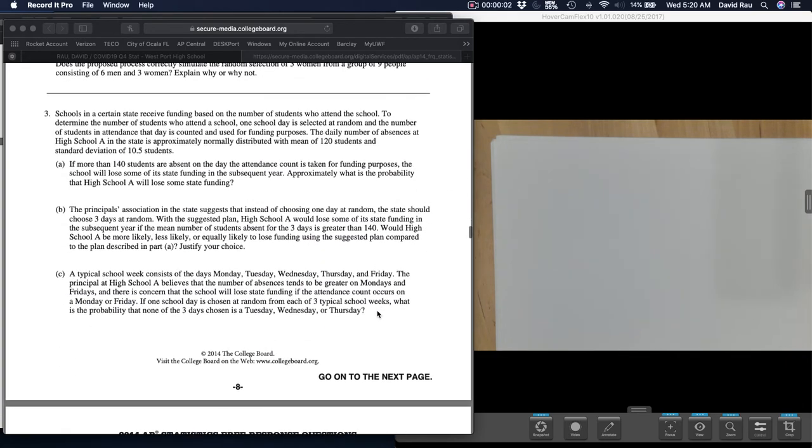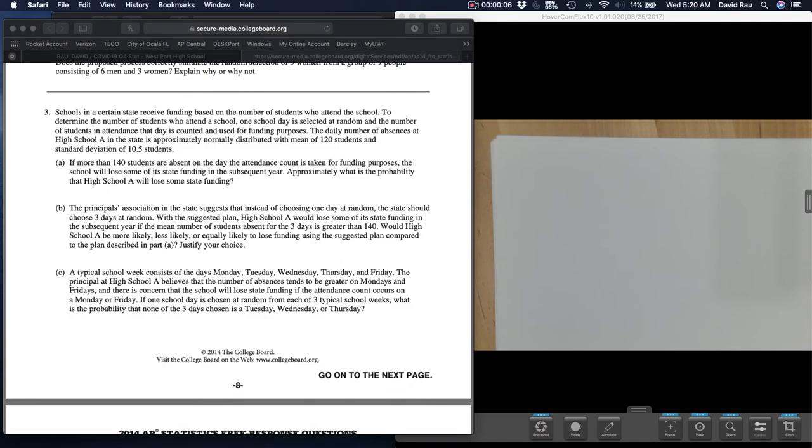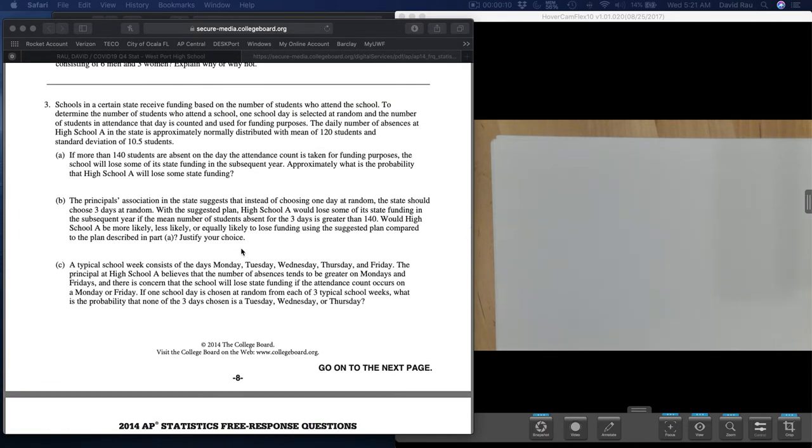On to question 3. Let me put my scoring guideline away. Okay, question 3, just 3 parts again. Funding. One school selected at random. Attendance 1 day. Teacher funding.